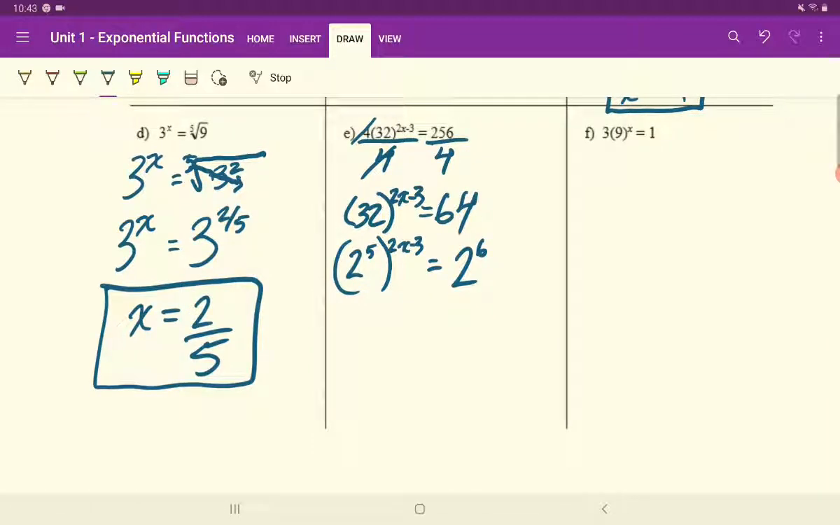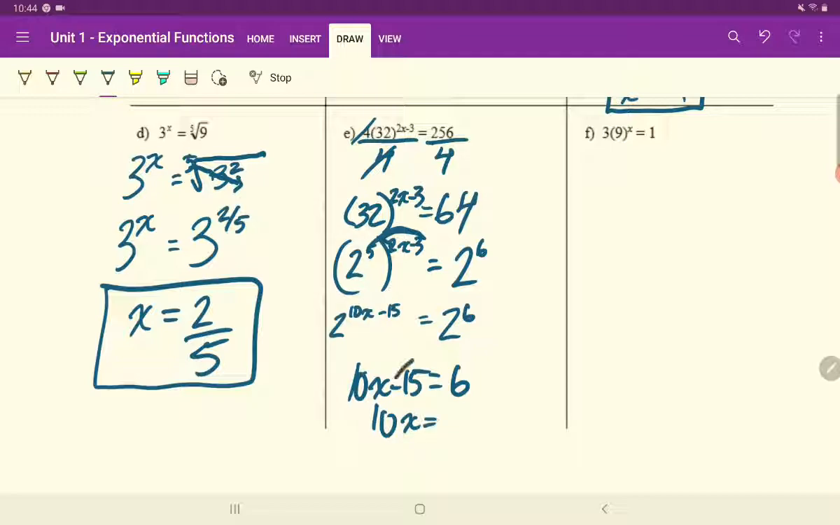Now, we have the same base, but we have a power to power here that we have to multiply out so that I get a single power, okay? Then I can set the exponents equal to each other. So it becomes 2 to the power of 5 times 2x is 10x. 5 times negative 3 is negative 15. Now that I got rid of the power to power, I can set the exponents equal to each other. Okay? So I've cleaned it up as much as possible. And now I can just say, okay, 10x minus 15 equals 6. Okay?